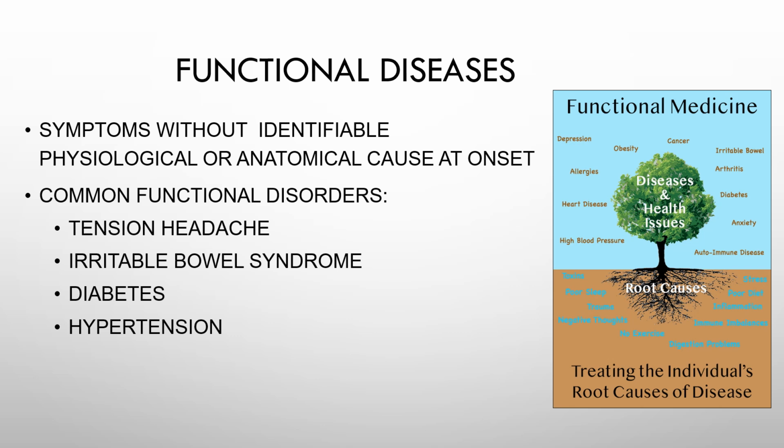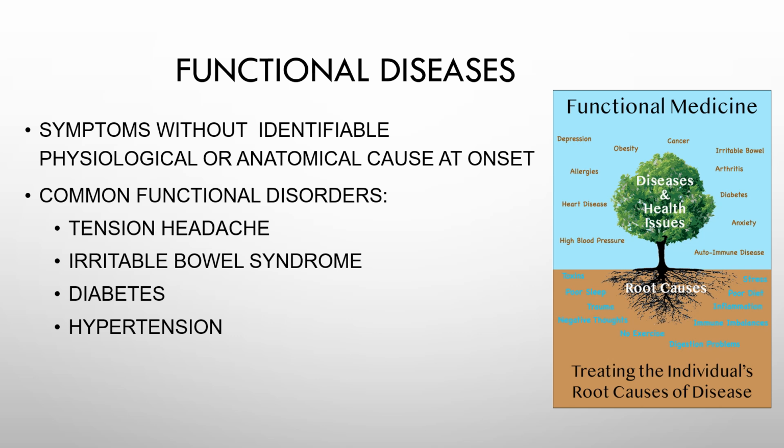Now let's contrast structural diseases with functional diseases. Functional diseases are defined by symptoms without an identifiable anatomical or physiological cause at the time of onset. That last part matters: at the time of onset. In other words, the patient is experiencing real symptoms, but when we look with imaging, labs, or even histology early on, we don't yet see a clear structural abnormality to explain them. This does not mean the symptoms aren't real. It means the dysfunction is occurring at a level that isn't immediately detectable with our current tools, or hasn't yet produced visible tissue changes.